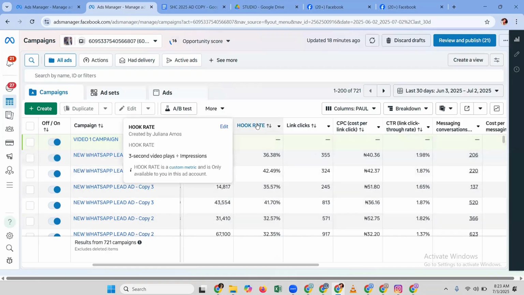And how can you actually set this up? Facebook does not give you this metric. You create it by yourself. It is called a custom metric. Custom metric means that you actually create it yourself.